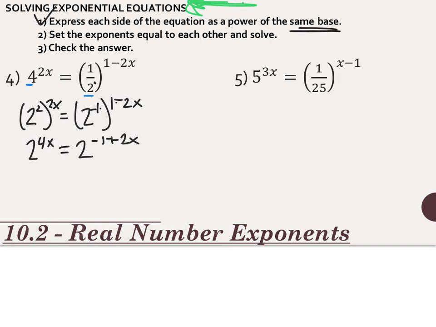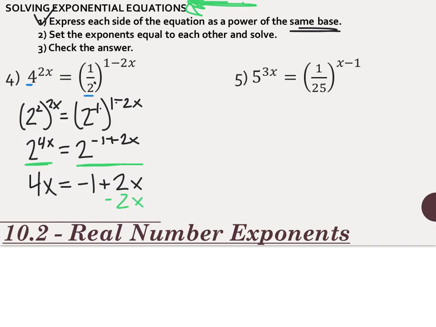Step 2 says set the exponents equal to each other and solve. So think about it. If we have 2 to the 4x, and we say that it's equal to 2 to the negative 1 plus 2x, that means our exponents have to be equal. So we need to figure out what that exponent is. So 4x is equal to negative 1 plus 2x.